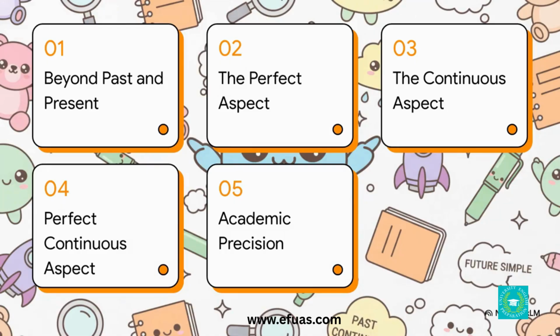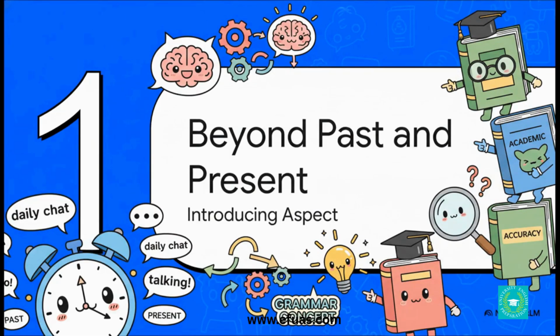All right, here's our game plan. First, we'll talk about why simple past and present just don't cut it for university-level writing. Then we're going to get into our three main tools: the perfect, the continuous, and the perfect continuous aspects. And finally, we'll wrap it all up by showing you how knowing this stuff will make your writing so much more precise. So why do we even need to go beyond the basics?